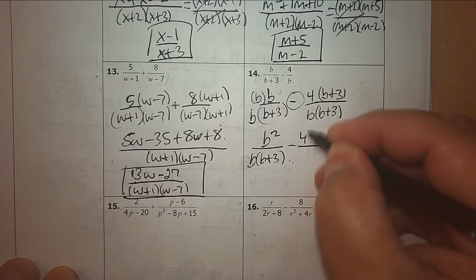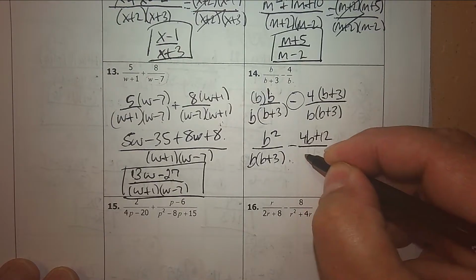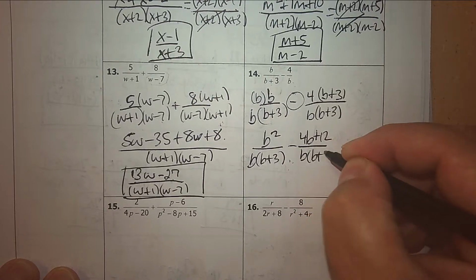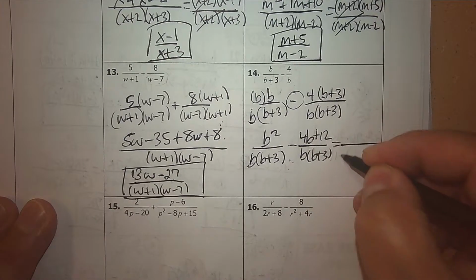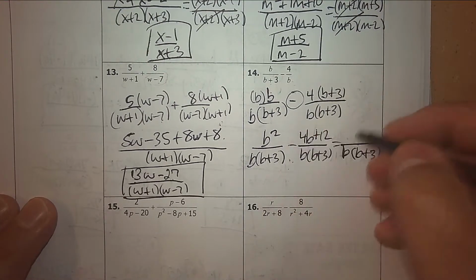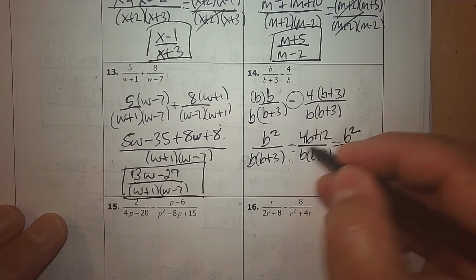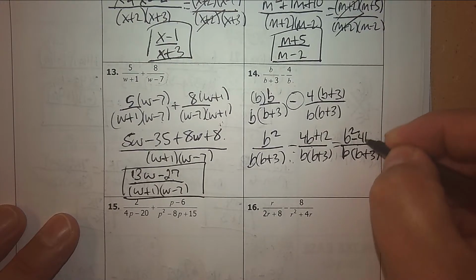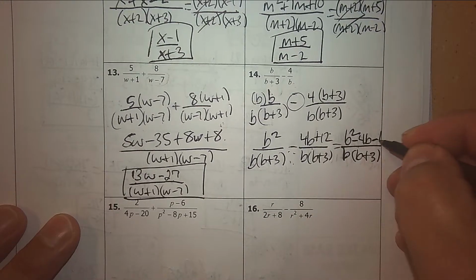So I have 4b plus 12. But when I combine like terms, my common denominator is b plus 3, b squared. But I'm going to subtract 4b. And I'm going to subtract 12.